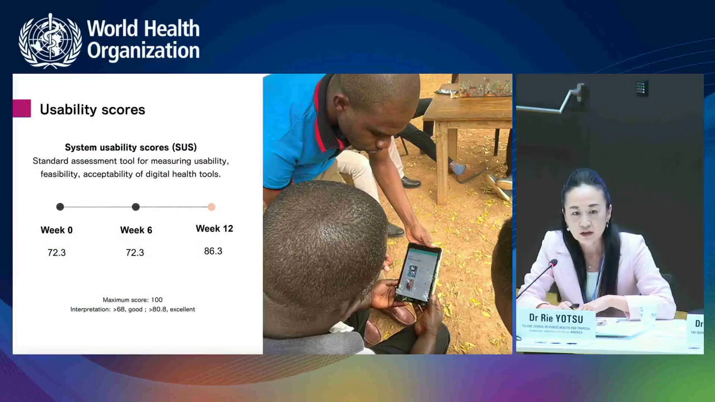System usability score, SUS, is a standardized assessment tool for measuring usability, feasibility, and accessibility of digital health tools. Above 80.8 is considered excellent. And at week 3, we achieved 86.3. So it took some time, but we were able to achieve this success.